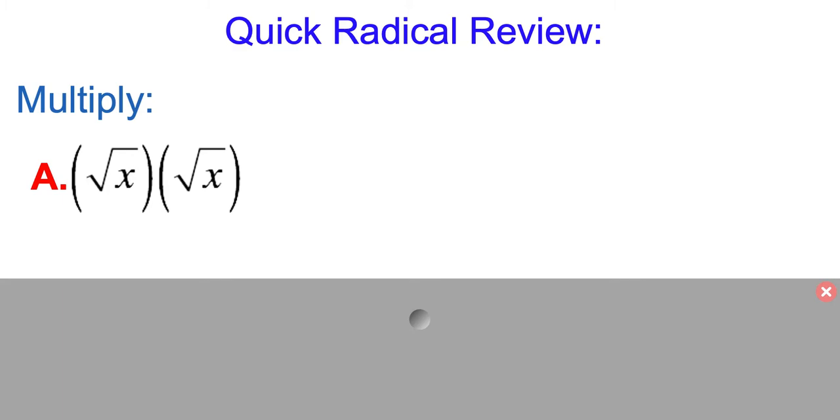So when I multiply the square root of x times the square root of x, what does that give me? Well, I can follow the rules. We've done the radical rules before, where if you're multiplying the same square root, so this would be a square root, if I'm multiplying the same thing, then I multiply the stuff underneath. So this would turn into the square root of x squared.